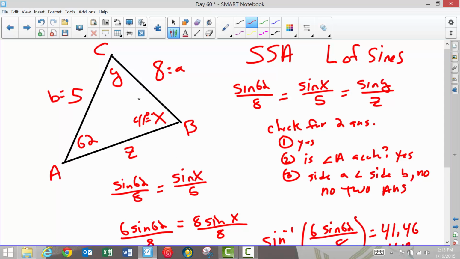I also wanted angle y, which is easy to get now that I have two angles in a triangle. The third, you just subtract from 180. So 180 minus 62 minus 41, and you get 77. And there you go. That's the law of sines.